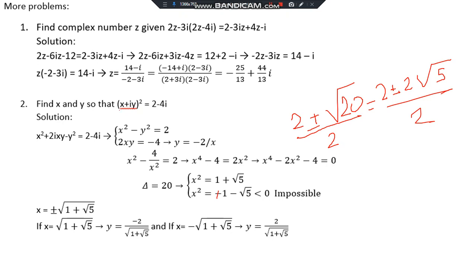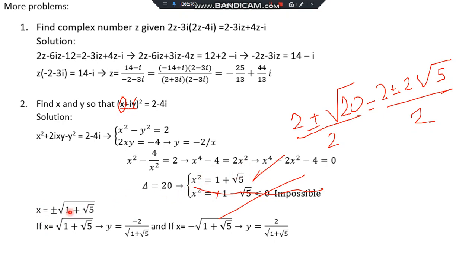You know that by the definition of a complex number, a and b must be real. So you cannot have a negative square. So this is impossible. Why? Because a and b, x and y, must be real. So you have only x squared equal to 1 plus radical 5 accepted. If you remove the square, you're going to get x equal plus or minus radical of 1 plus radical 5.